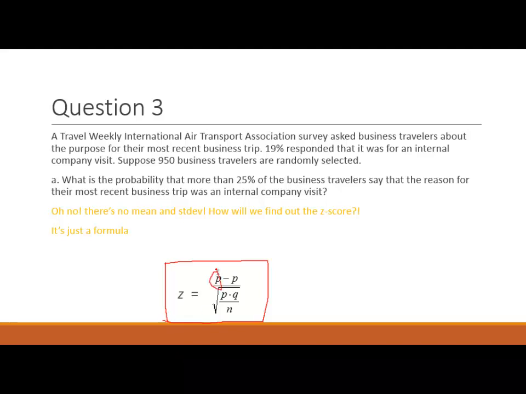Okay, p hat is the number you are given for the problem. P is this percentage. N is the number of people who were polled over here. And Q is simply 1 minus P, which in this case would be 1 minus 0.19, which is 81%. So that's what Q always is, 1 minus P. So that's it. It's just a simple formula. Plug all the numbers in and you get a z-score.